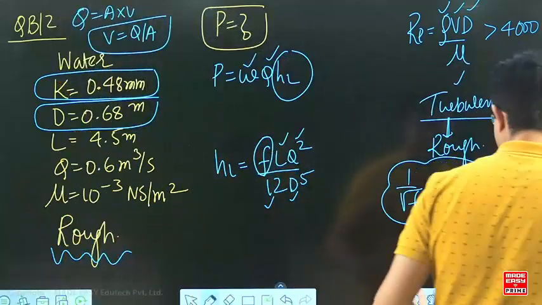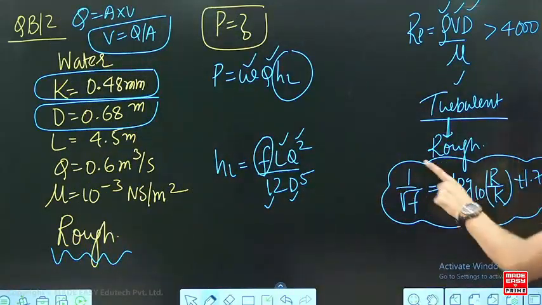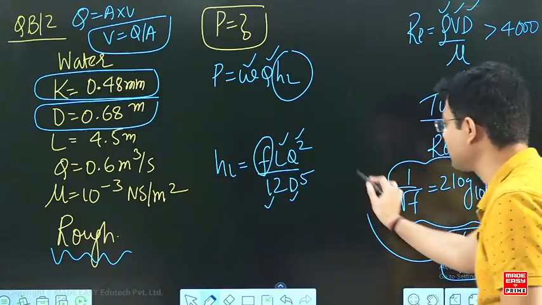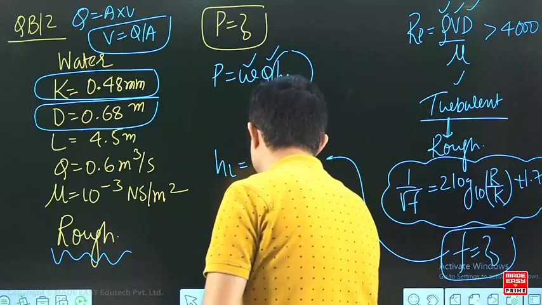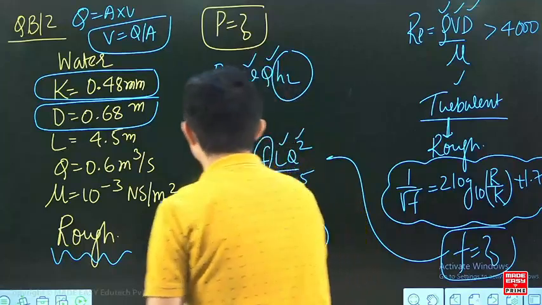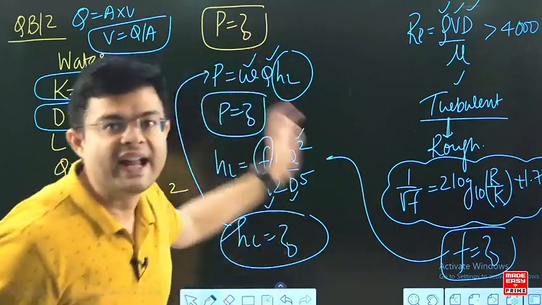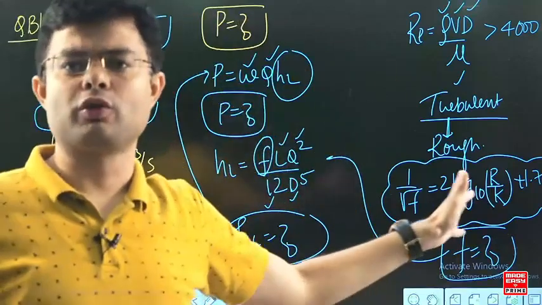Now from here, only one unknown is there, which is the friction factor. Find the value of friction factor, put it in this, find the value of head loss. Once you find the value of head loss, put it in this, find the value of power. Very good question.